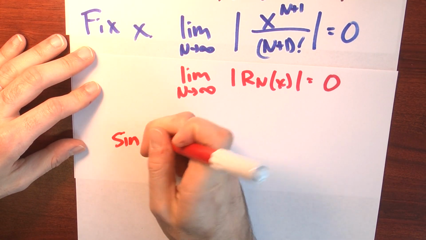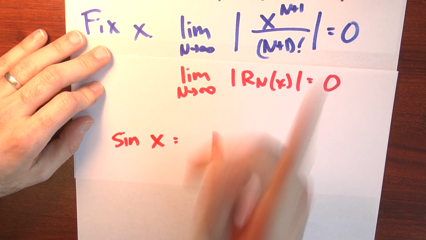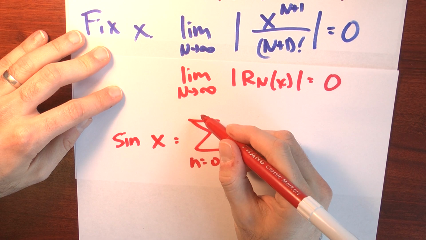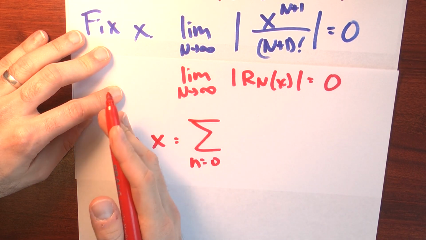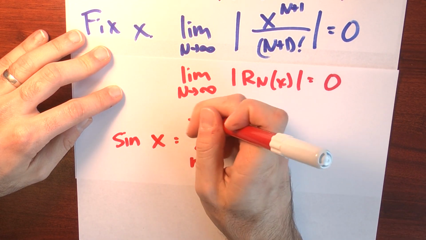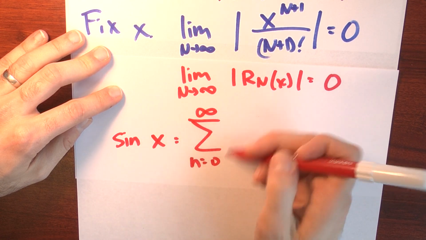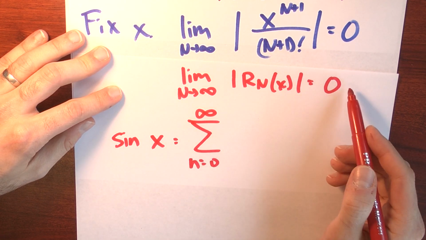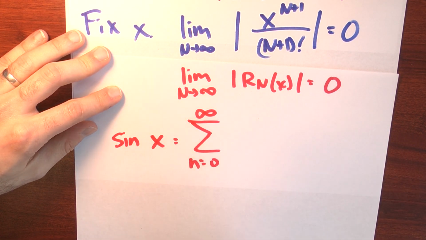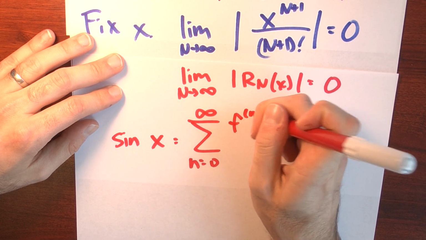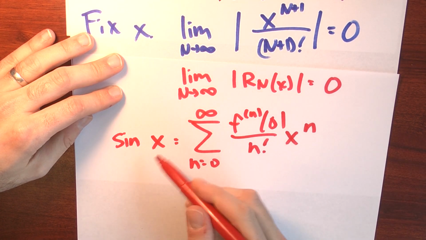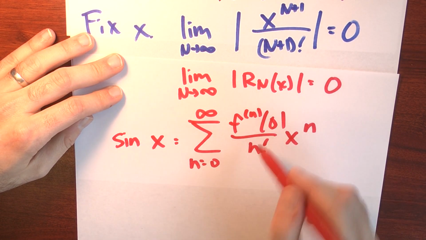What I'm saying is that sine of x then must be equal to the sum n goes from 0, and I'd write the big N here, but I'm taking the limit as big N goes to infinity. And that's exactly what this series notation means. So what I'm saying is that if the remainder goes to 0 in the limit, then sine is actually equal to its Taylor series around 0. That means that sine of x is actually equal to its Taylor series.